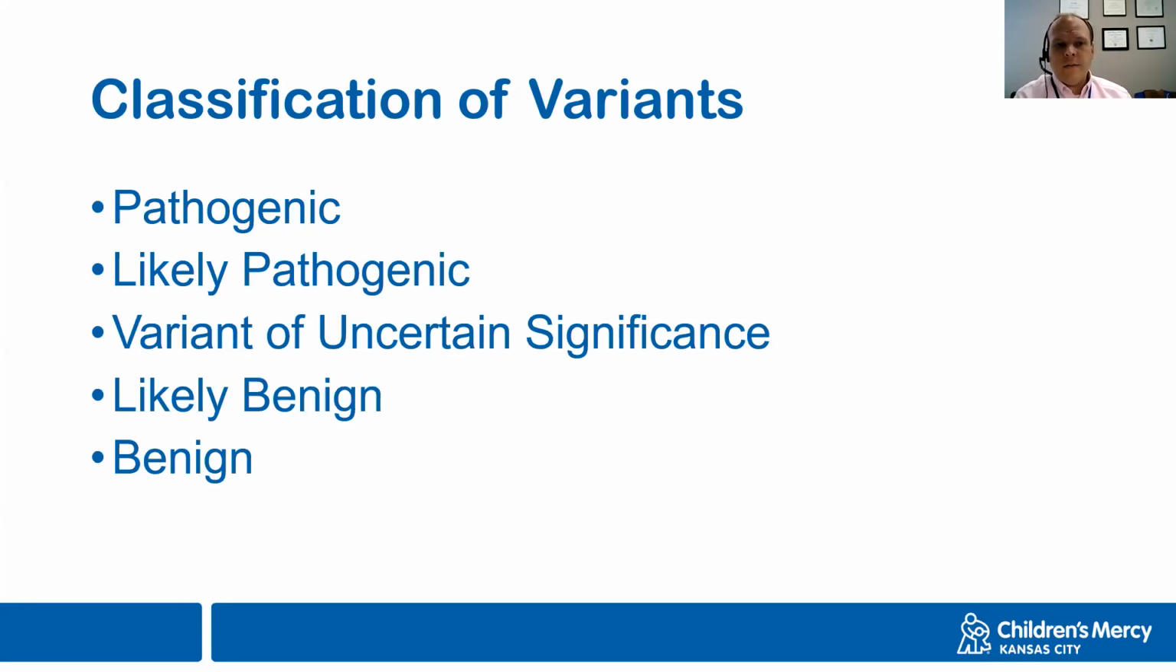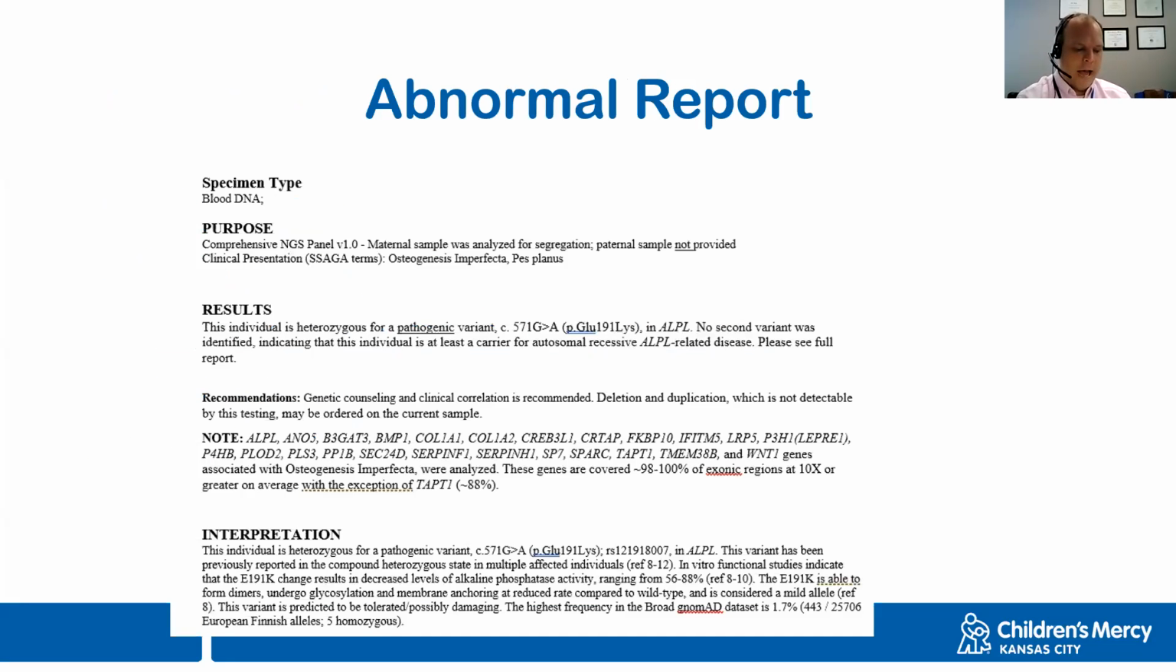Variants of uncertain significance are sometimes a challenge for us. Because there's a lot of things we'll have to do in the background to try to understand more about them. And so in the case of a clearly abnormal report, and this is not a patient with OI, this is a patient with a different condition, hypophosphatasia. But unfortunately, I couldn't find a good copy that I had permission to use of a patient with OI.